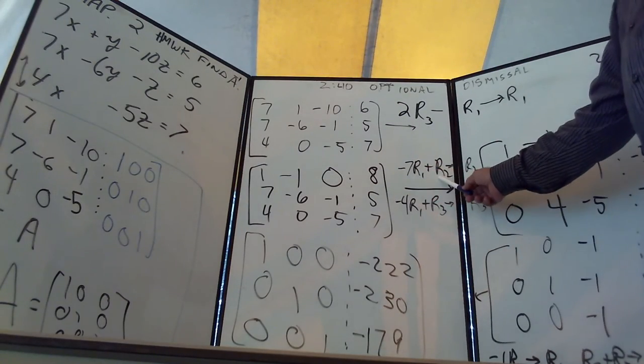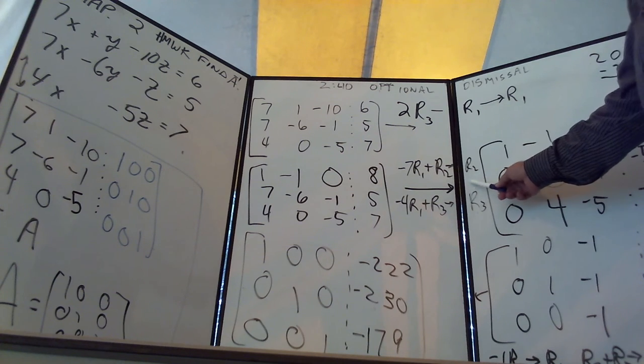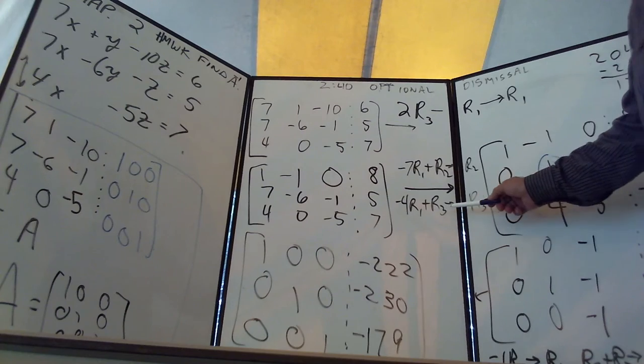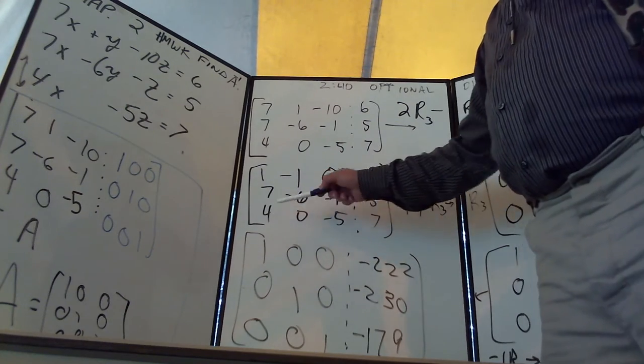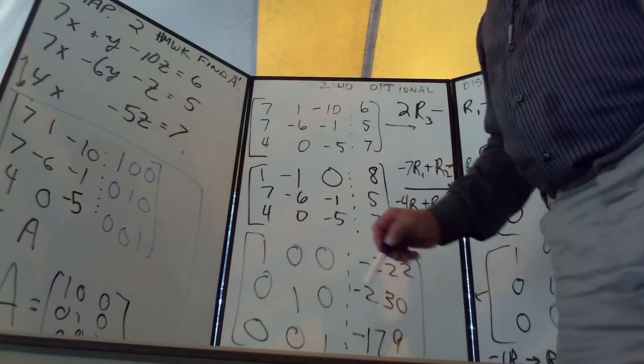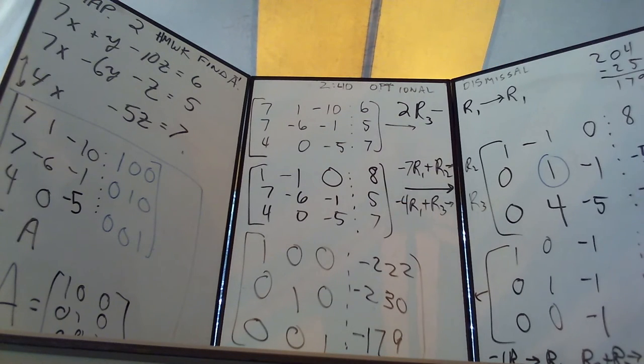So that's what we're going to do. Negative 7 times row 1 plus row 2 replaces row 2. That'll give me a 0 there. Negative 4 times row 1 plus row 3 replaces row 3. That'll give me a 0 there. So this 7 tells me what to do. This 4 tells me what to do. That's how we do these things.